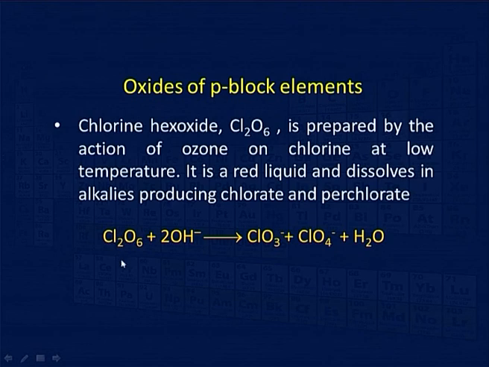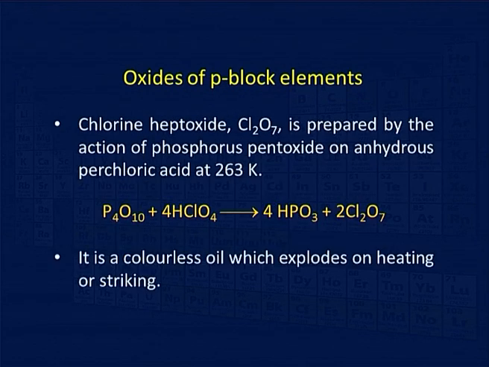Chlorine hexoxide, Cl2O6, is prepared by action of ozone on chlorine at low temperature. It is a red liquid and dissolves in alkalis producing chlorate and perchlorate. This is the reaction of chlorine hexoxide, where it produces chlorate and perchlorate in combination. Chlorine heptoxide, Cl2O7, is prepared by action of phosphorus pentoxide on anhydrous perchloric acid at 263 Kelvin. It is phosphorus pentoxide, P4O10, which reacts to form HPO3 and the perchloric acid anhydride. It is a colorless oil which explodes on heating or striking.